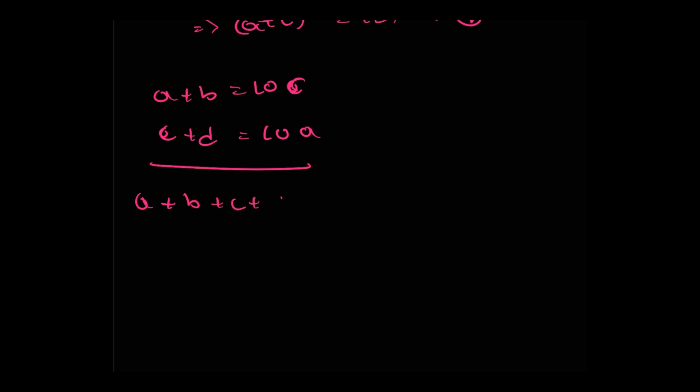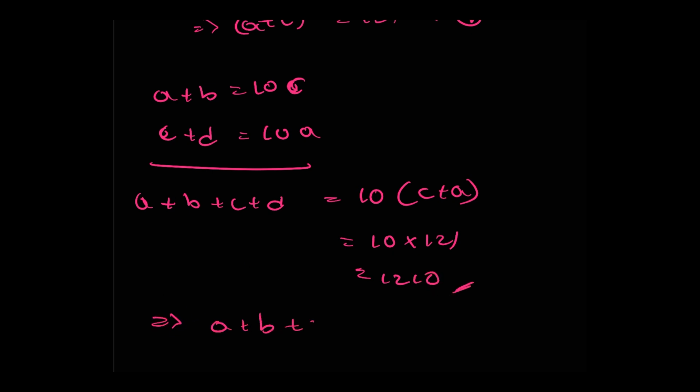Now we know that a plus b equals 10c and c plus d equals 10a. Add both of them. We get a plus b plus c plus d equals 10 times c plus a. But we know that c plus a equals 121. That implies 10 into 121. That equals 1210. Finally, we got a plus b plus c plus d equals 1210.